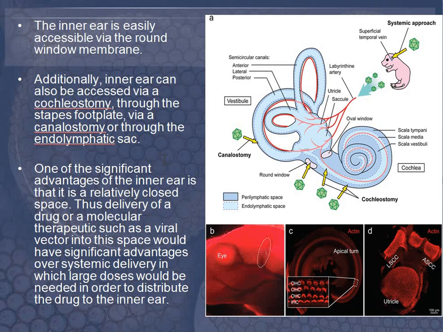inner ear. One of the significant advantages of the inner ear is that it is a relatively closed space. So the delivery of a drug or a molecular therapeutic such as a viral vector into this space would have significant advantages over systemic delivery, in which large doses would be needed in order to distribute the drug into the inner ear. This is so true. Yes, it is a closed space with a barrier, the blood-cochlear barrier.